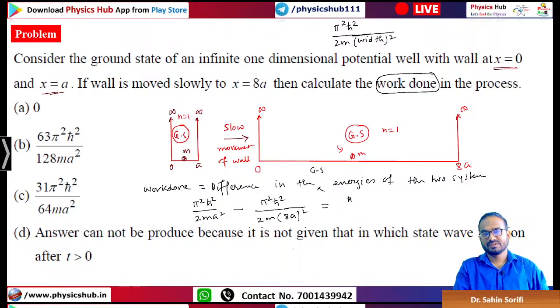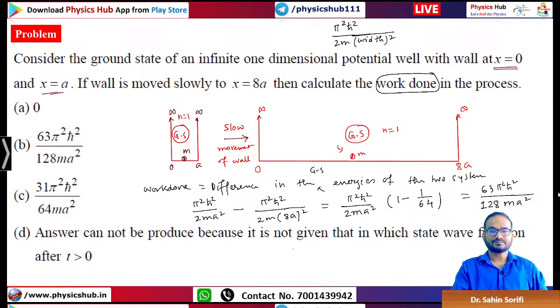We can just take pi square h cut square by 2m a square common, 1 minus 1 by 64, so it is nothing but 63 pi square h cut square by 2 into 64, 128 m a square, and that is matching with option B.